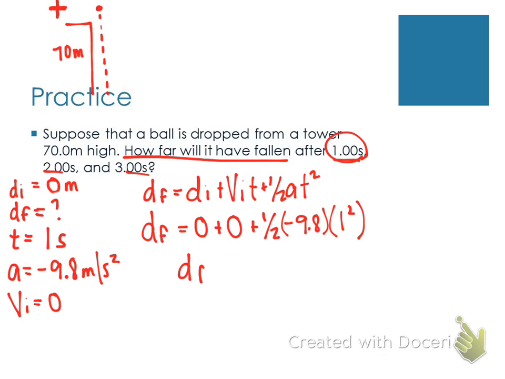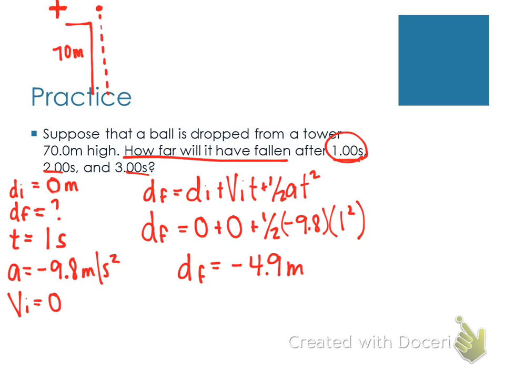Okay, so that means our distance final is equal to negative 4.9 meters. Okay, so this is telling us basically that after 1 second, we're 4.9 meters below where we started. So the ball has only fallen 4.9 meters. Let's go ahead and solve for how far it's fallen after 2 seconds.